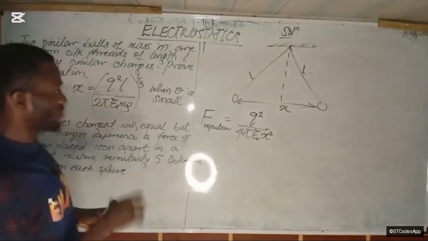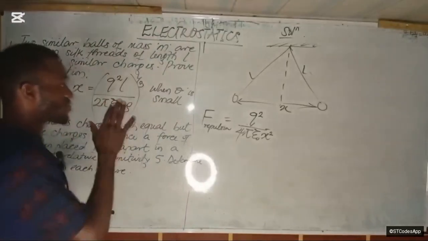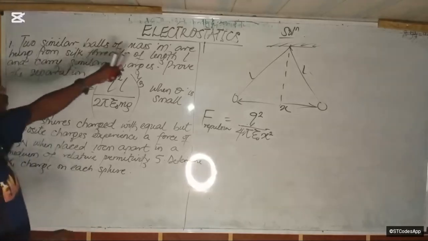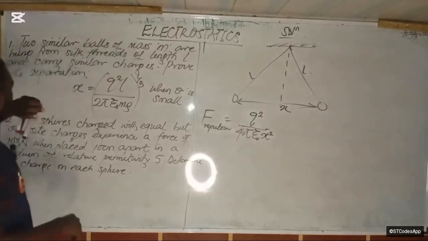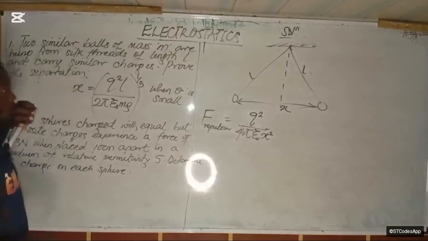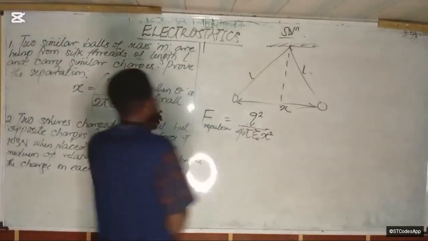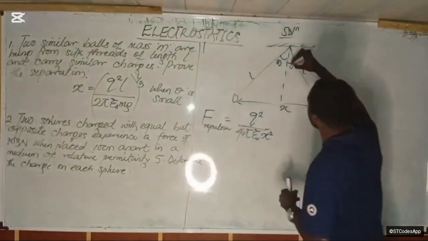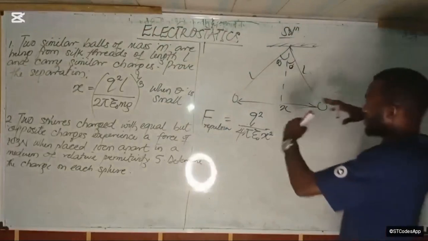Okay? So if this be the case, this is the force of repulsion. Two similar balls of mass m are hung on threads. Let's equilibrate it. It says when theta is small. So this is our theta, the angle at which they are being displaced.